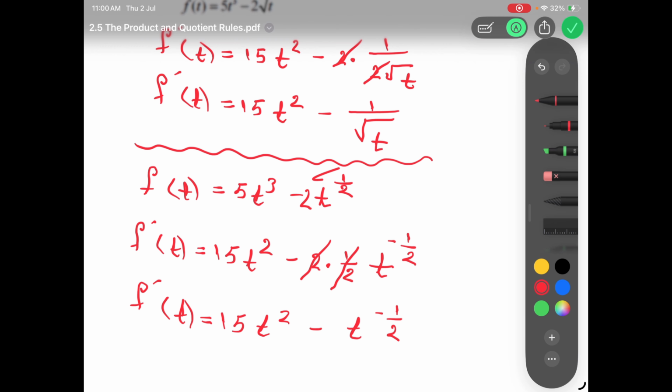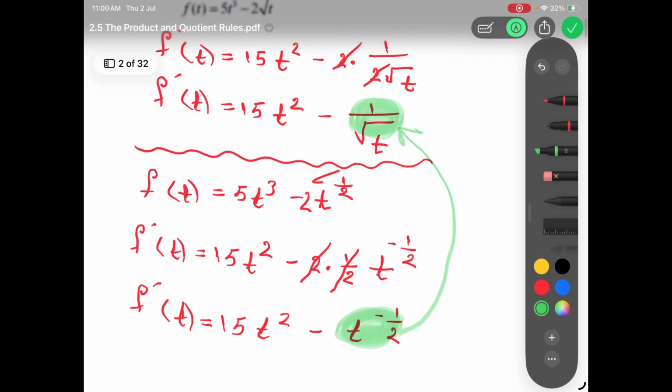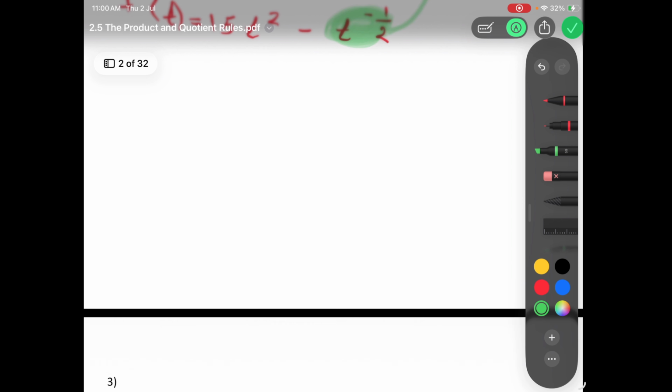Look at this here, guys. We have the same derivative, but the appearance is different. Look at this part here, 1 over square root of t, and look at this, t to the power minus 1 over 2. They are exactly the same. Okay, they are equal. So whether you do it the first way or the second way, both are correct, and you can keep your final response either way.